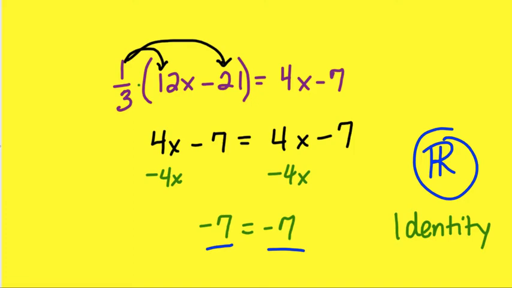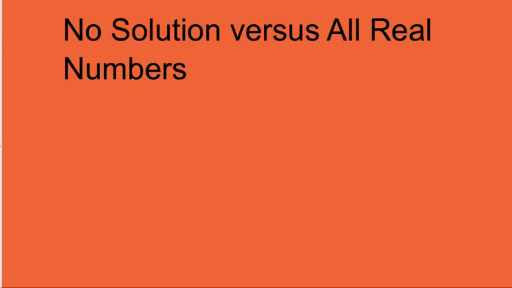All right. So these are three of the things that can happen when you're solving equations. But now, what's the difference? The difference is no solutions means there's no answer that's going to work to make this equation true. And all real numbers means that all numbers will make it true. And that's very important for you to understand the difference.